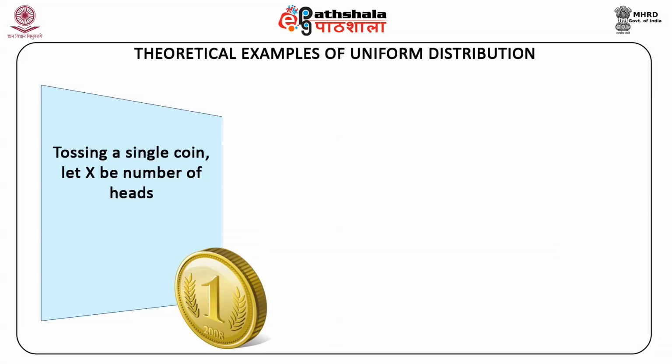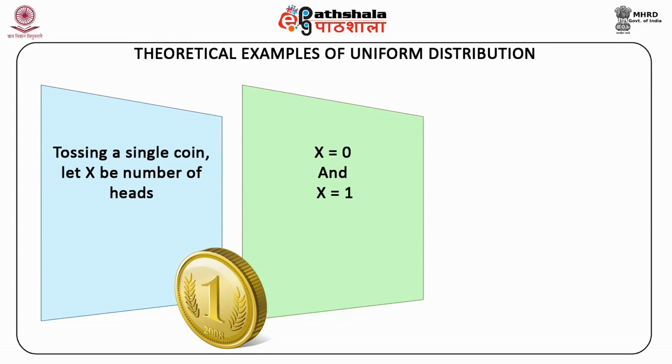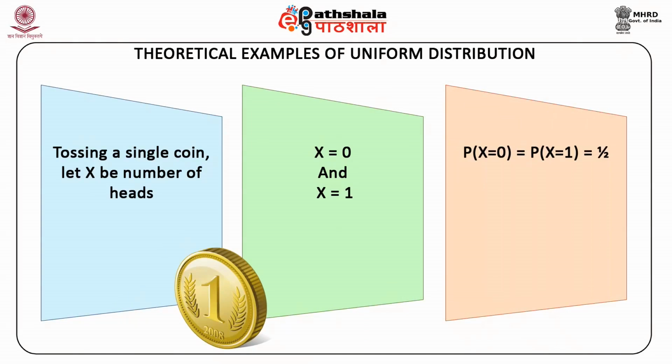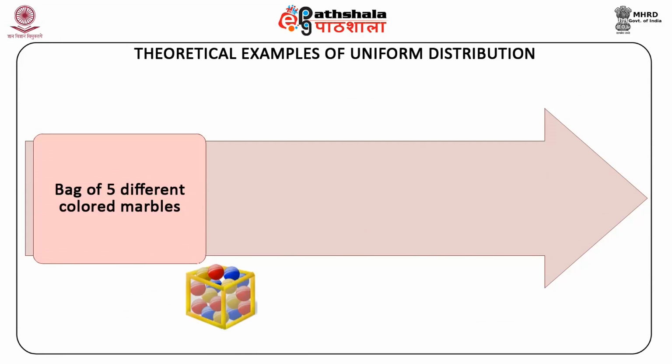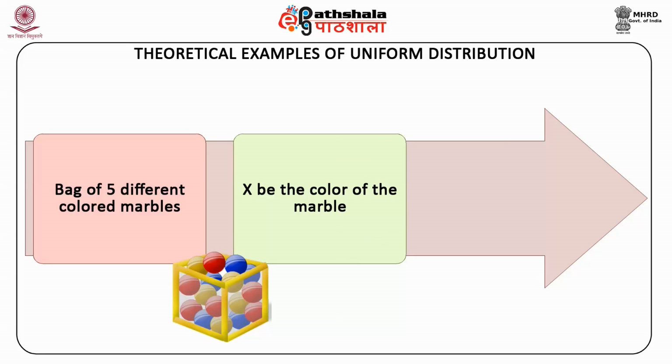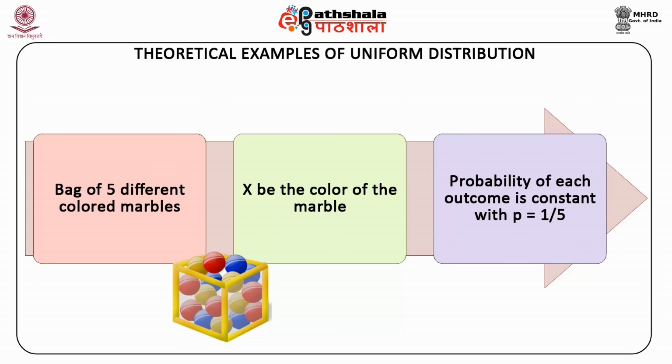Let the random variable x be the number of heads. Then, in this case, the random variable x follows the uniform distribution since the number of outcomes is always 2, with x equal to 0 and x equal to 1. Also, p of x equal to 0 is equal to p of x equal to 1, which is equal to half. In a bag of 5 different colored marbles, let x be the color of a marble. Then, in this case, the random variable x follows the uniform distribution since the probability of each outcome is constant, with p equal to 1 by 5.